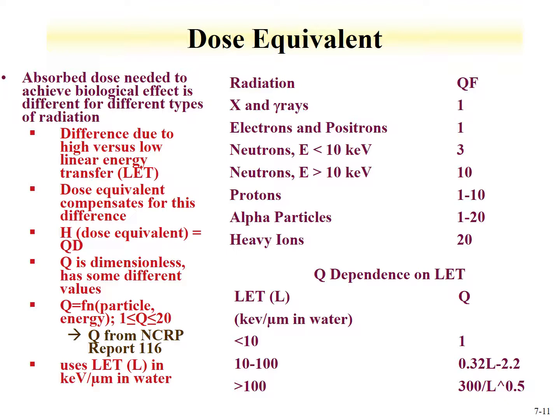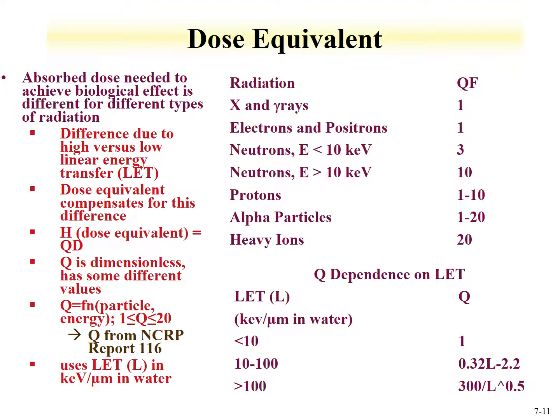It's often a function of the particle and the energy. Q can vary from 1 to 20. There's some information about what Q should actually be from the NCRP report that's listed here, National Council on Radiation Protection. The data shown here defines the Q as a function of the type of radiation. So photons, X and gamma rays, have a quality factor of 1.